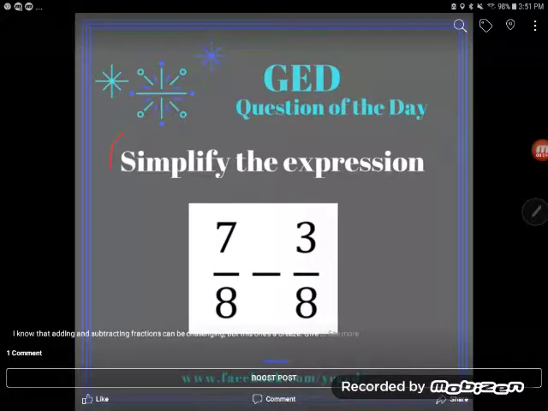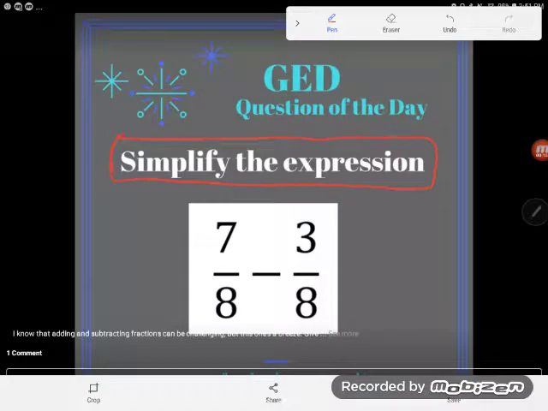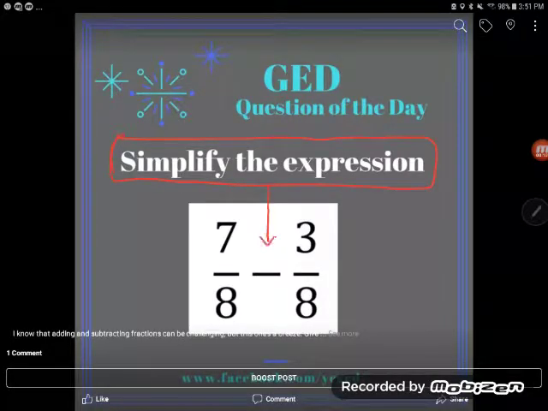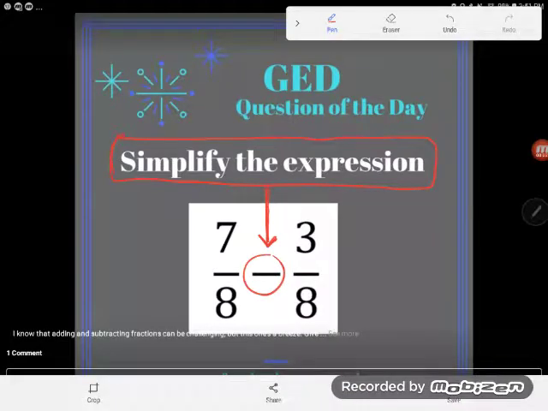We've got a pretty generic bit of directions here today. It just says simplify the expression. So I'll just remind you that to simplify an expression means to perform the indicated operation. The operation I see indicated here by this symbol is subtraction. So I'm going to be doing the subtraction: 7/8 take away 3/8.